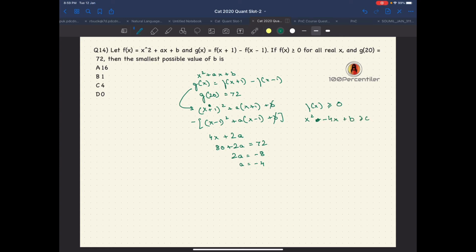plus b is greater than or equal to 0. Therefore, b is greater than or equal to 4x minus x square. Now, we need to somehow make this a perfect square because we know that perfect squares are greater than or equal to 0. Therefore, b is greater than or equal to minus of (x minus 2) whole square, but it will have an extra minus 4. So, we get plus 4 here. And therefore b is greater than or equal to 4. Therefore 4 is the required answer here.